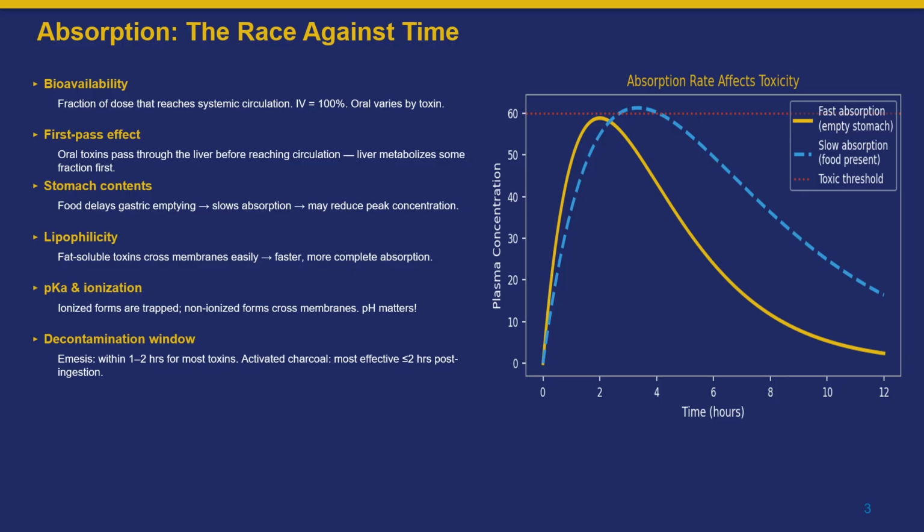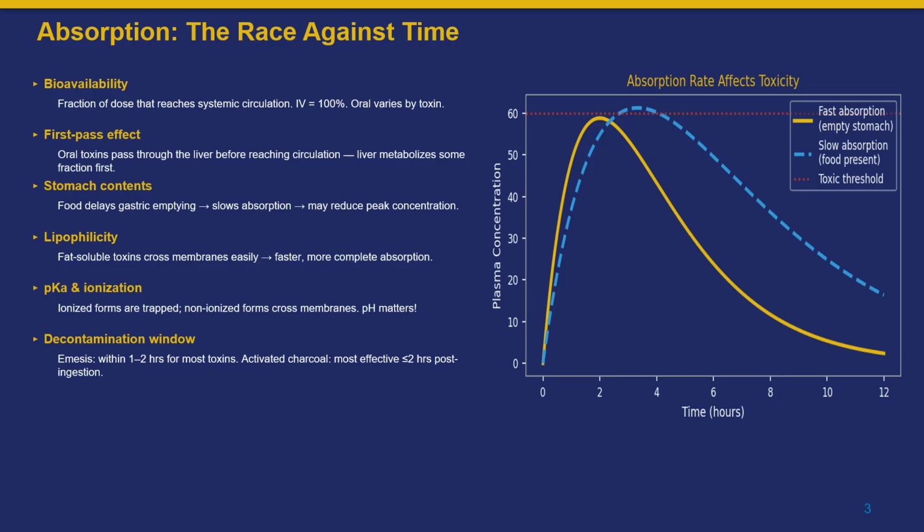First pass metabolism. When a toxin is swallowed, it's absorbed from the gut and carried to the liver via portal circulation before reaching systemic blood. The liver metabolizes some fraction right there, so the amount that makes it to the rest of the body is reduced. This is the first pass effect. For some toxins, it's substantial protection. For others, drugs that undergo extensive first pass, the dose must be higher to get the desired effect, and the margin for error narrows.